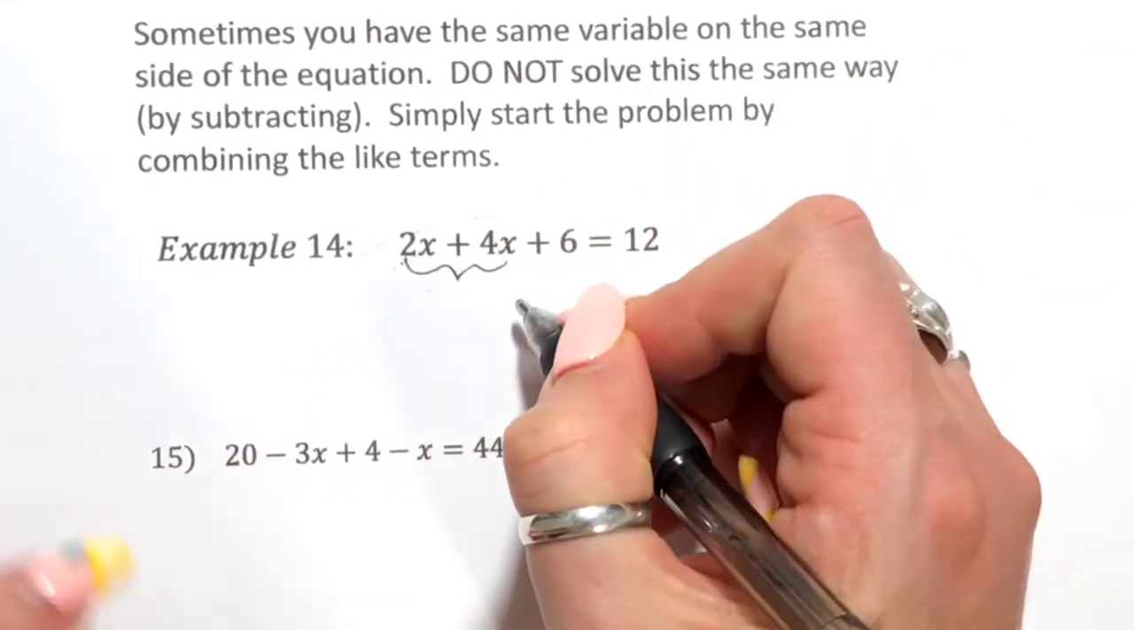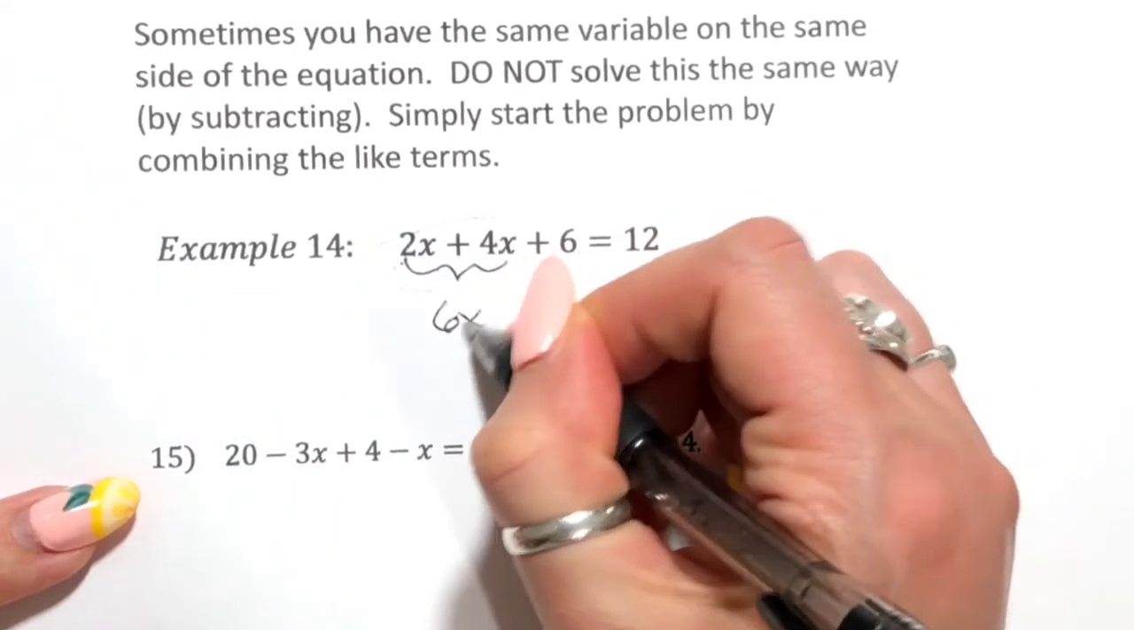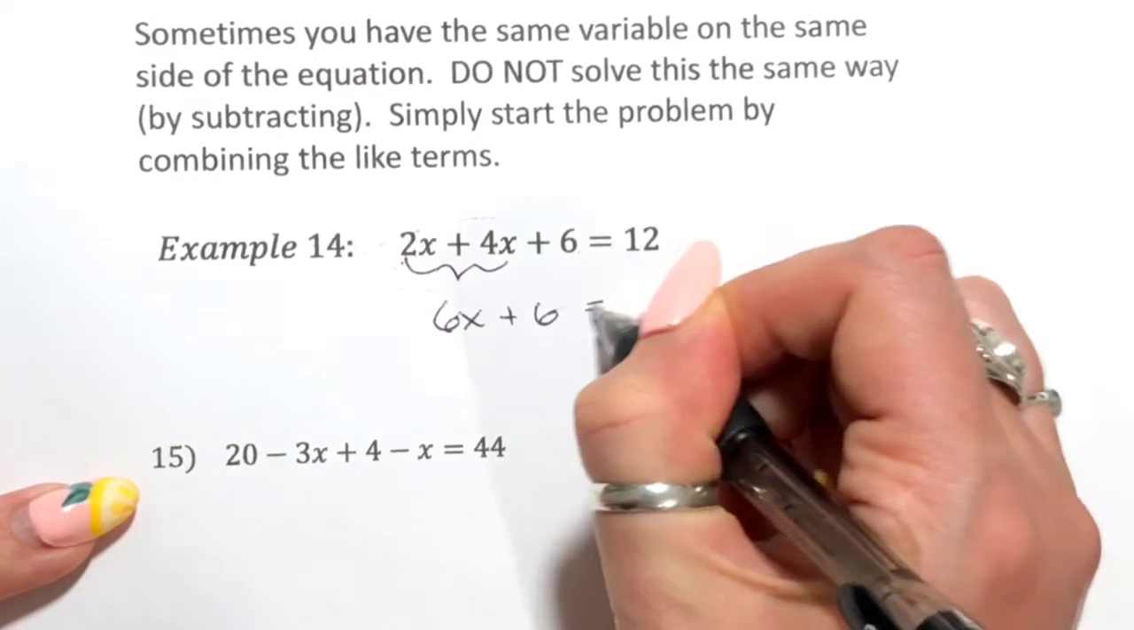So we're just going to start by combining them on the same side. We don't even need to move anything over. If I have 2 x's and I add 4 more x's, I have a total of 6 x's. And then we have our plus 6 is equal to 12.